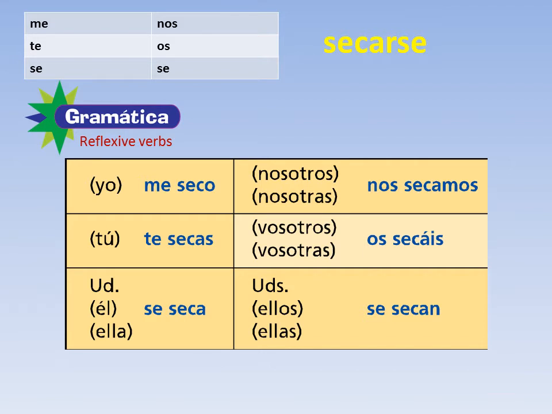So here we have the conjugations of the verb secarse. Me seco. If you notice, we took the me, put it in front of the verb, and then conjugated secar just like a regular AR verb. We had the te pronoun. We put that in front of secas, conjugated just like a regular AR verb. Se seca. Nos secamos, os secáis, and se secan. So we have the me, te, se, nos, os, se right in front of the verb, and then we just conjugate the verb like a regular AR verb.